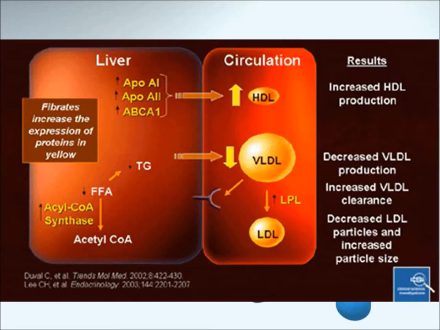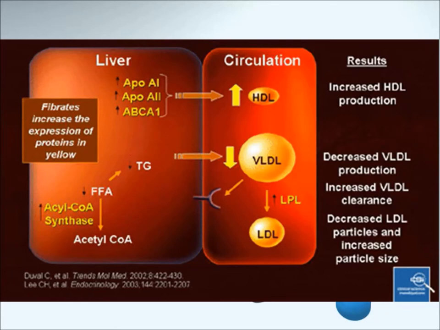So the fibrates, through their activation of these PPARs, lead to the following changes. Now, let's go through it in a nice methodical way. Let's look first here. You notice that this notation on the diagram says that fibrates increase the expression of proteins in yellow. So all of these proteins that are listed in yellow are upregulated. There are increased levels of those proteins as a result of the changed gene expression that is brought about by activating that receptor.